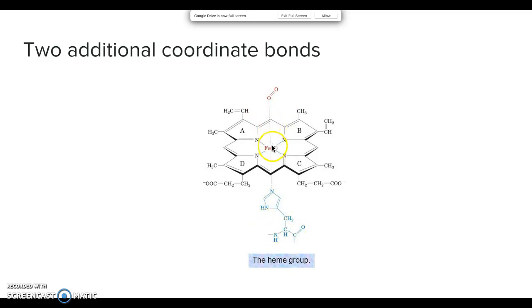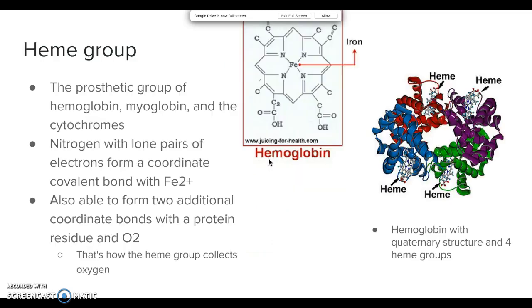This is very important for hemoglobin and myoglobin, and your own body, which uses hemoglobin and myoglobin to collect oxygen. Right here is a picture of hemoglobin and its quaternary structure with 4 heme groups all around.